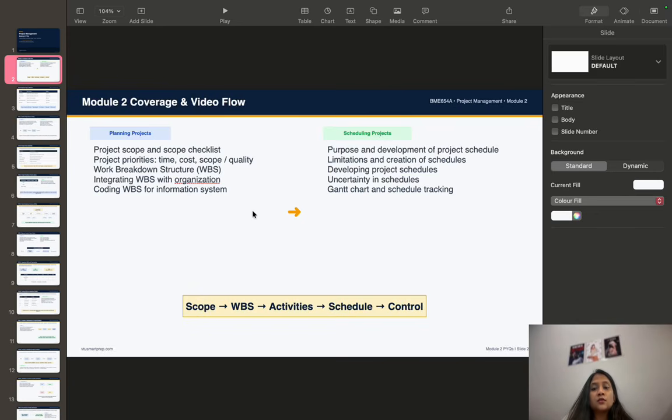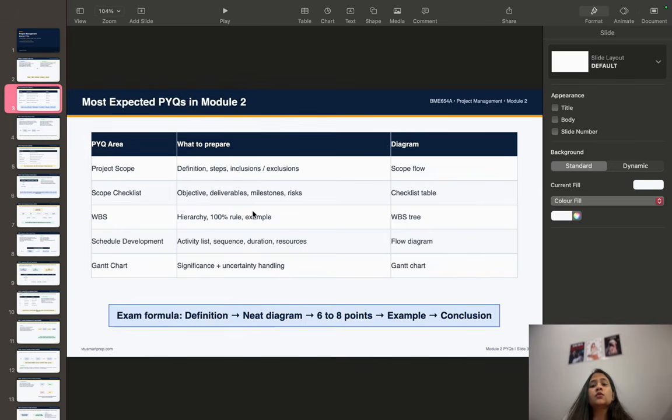The flow of this module is very easy to remember. First, we define the scope, then we prepare the WBS. From the WBS, we identify the activities, and then we prepare the schedule. Finally, we use the schedule for control. Clear? So remember the sequence: scope, WBS, activity, then schedule and control. Okay, let's move to the next slide.